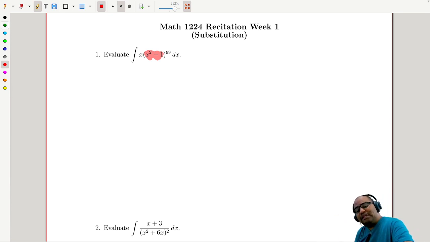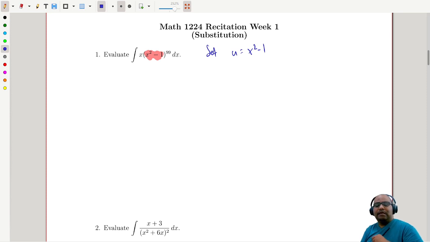And so now the idea here is we're going to change variables. We set u equals x squared minus 1. And now we need the corresponding differential. So du is 2x dx. We just take the derivative.